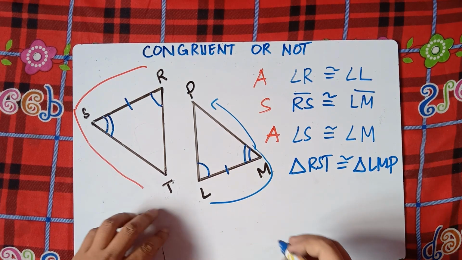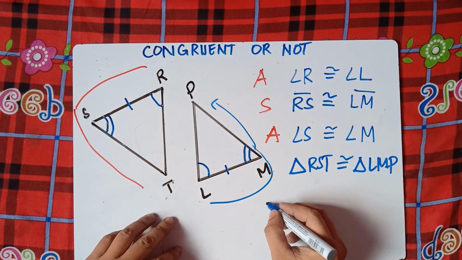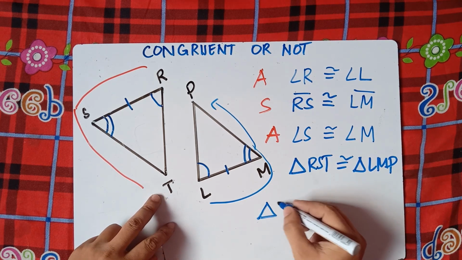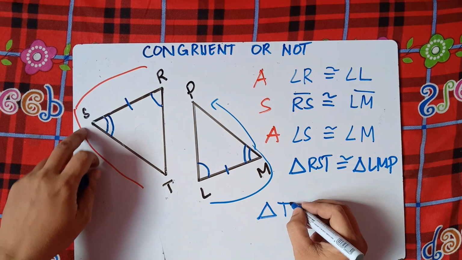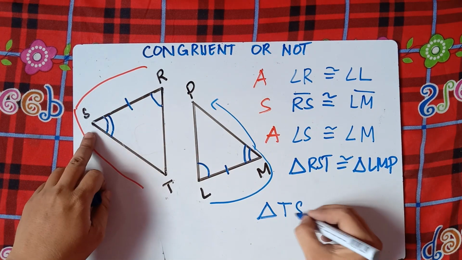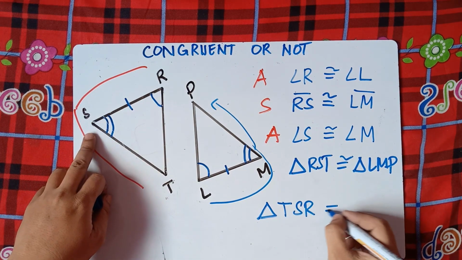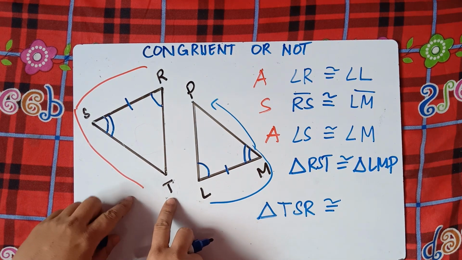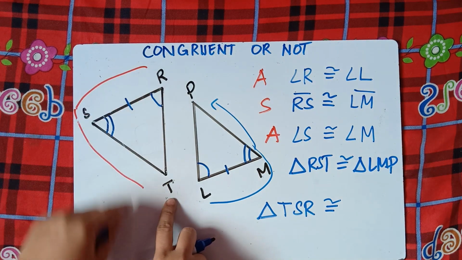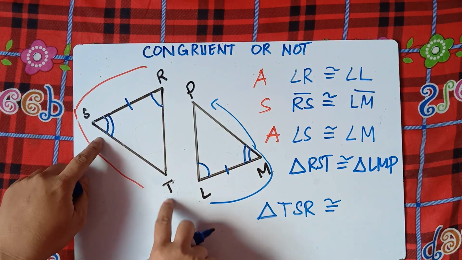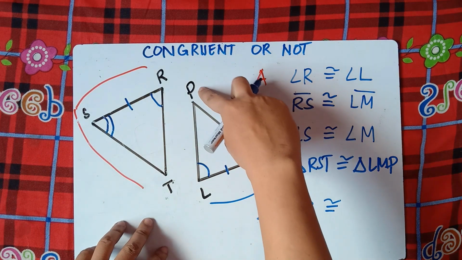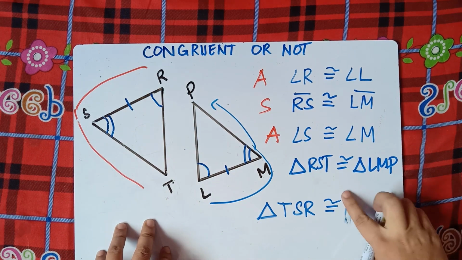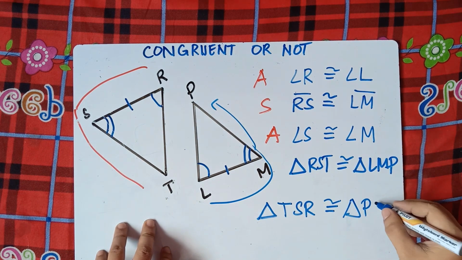Alright, let's try an example. If you read it triangle TSR, it should be congruent to, so TSR, from T you go to S, you go to R, so you go to the second marking, then the second marking, so it should be triangle PML.